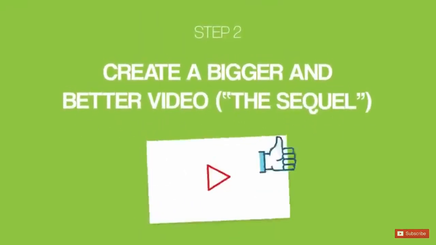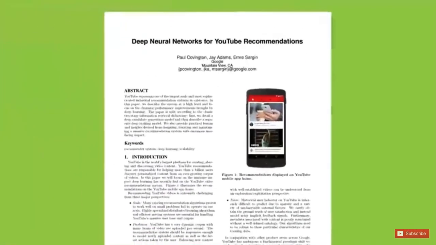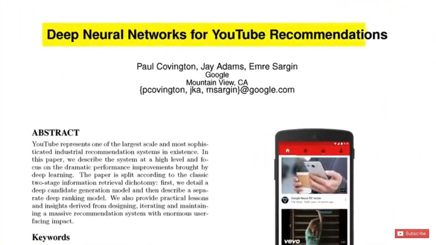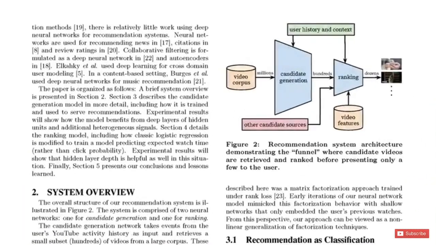Next, it's time for step number 2, create a bigger and better video, the sequel. So now that you found a popular video, it's time to create something bigger and better. Why is this important? Well, a while back, YouTube published a little known research paper called Deep Neural Networks for YouTube Recommendations. And this paper outlined how suggested video probably works.